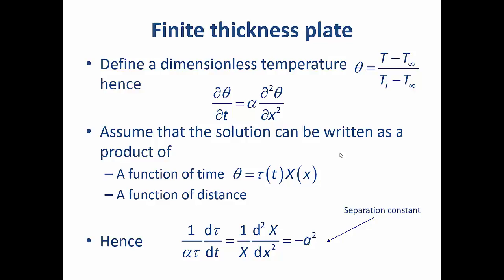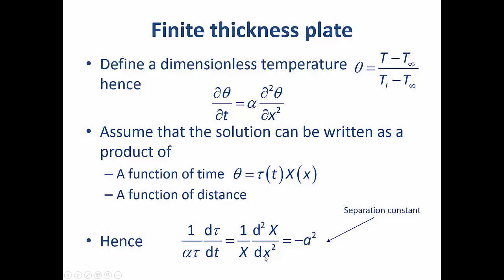Again, I'm going to assume that my solution can be written as a product of a function based on time and a function based on distance. So, in other words, theta equals tau of t times X of x. And if I substitute this into the partial differential equation, I end up with ultimately two differential equations, one in terms of tau and time and one in terms of capital X and distance.